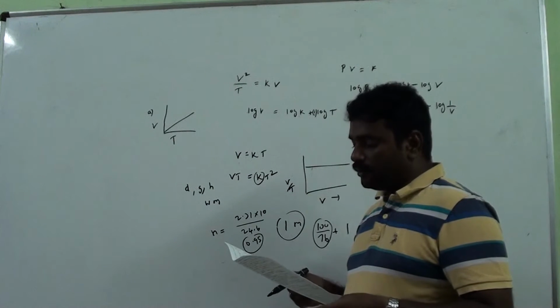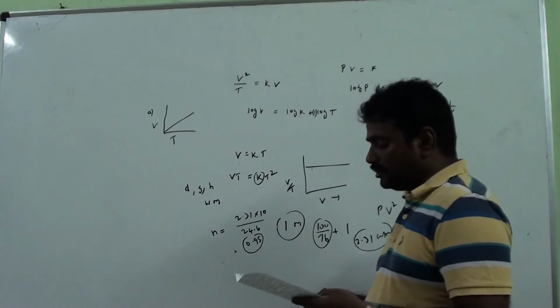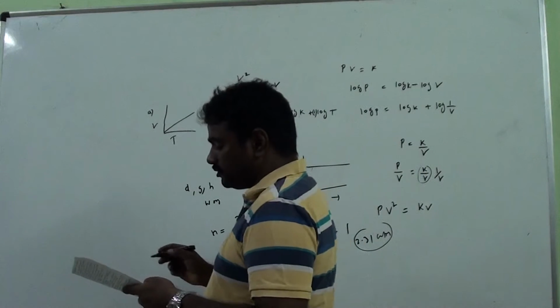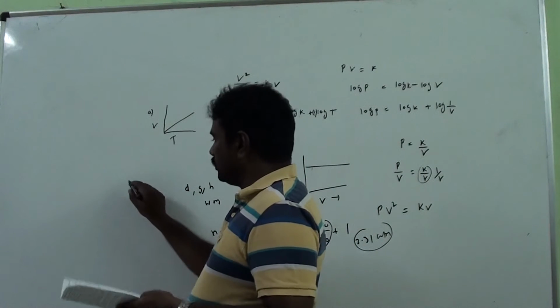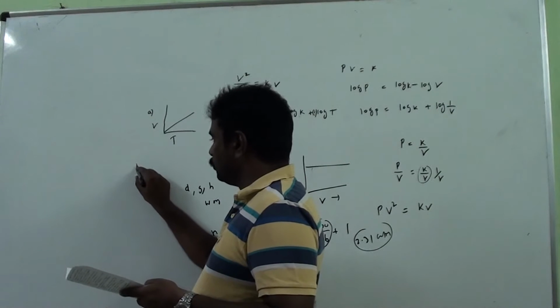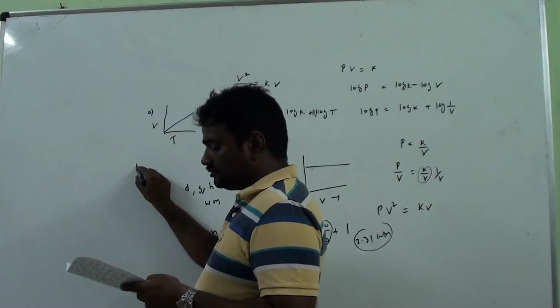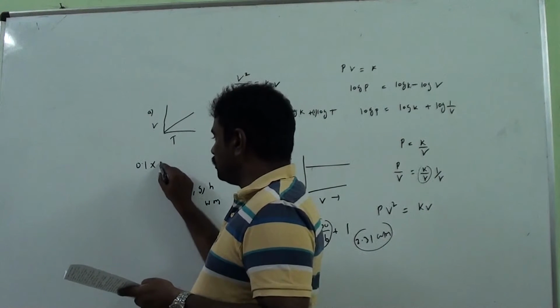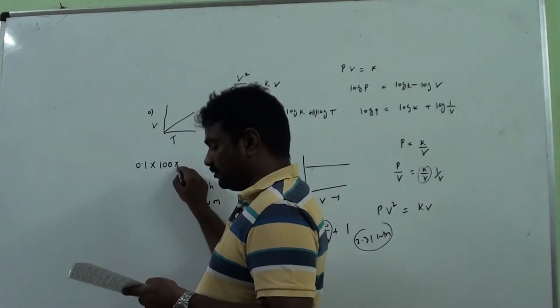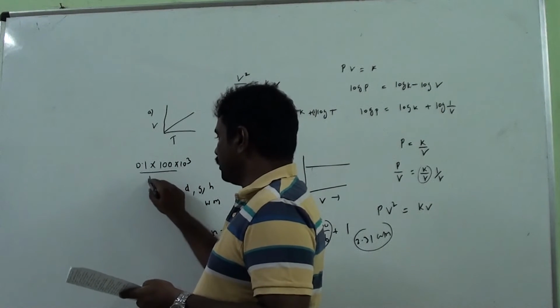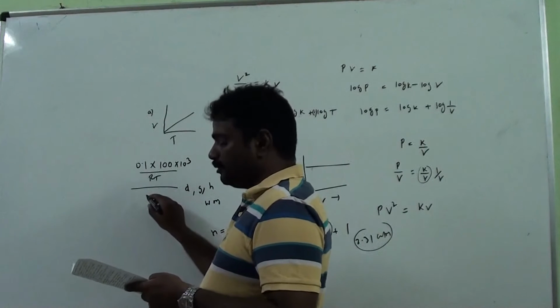Fourth one, a weather balloon inflated, is a direct question. So how many moles? The balloon will have PV by RT moles. Pressure is 0.1 and volume is 100 meter cube. That is 100 into 10 power 3 by RT. So this many moles it will have.